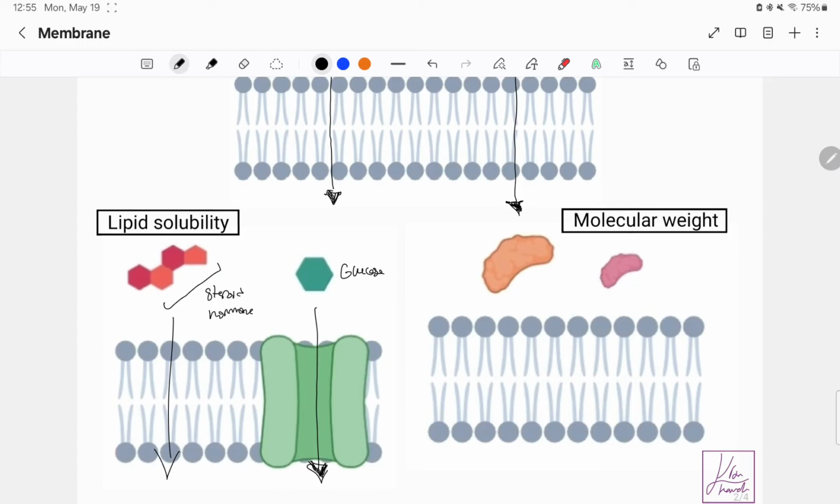Now, the molecular weight of a substance. This guy, let's say it weighs less. This guy, let's say it weighs more. Which one do you think is going to have the easier time getting in? Well, the one that's smaller will easily go through, whereas the one that's larger takes a little bit longer to get through. So the smaller the molecular weight of a substance, the faster it can diffuse.